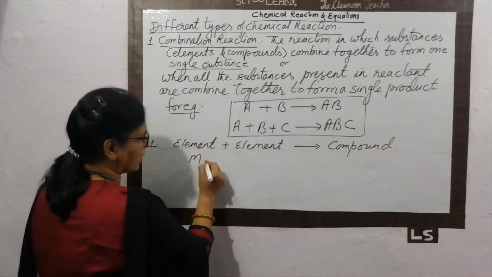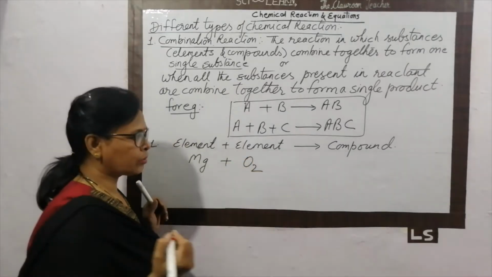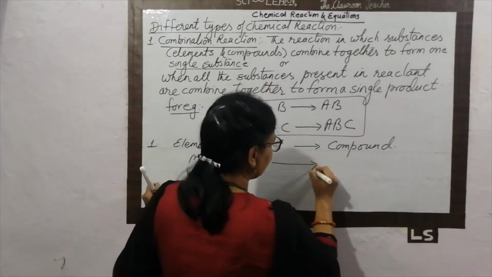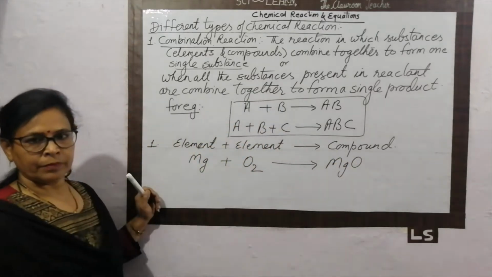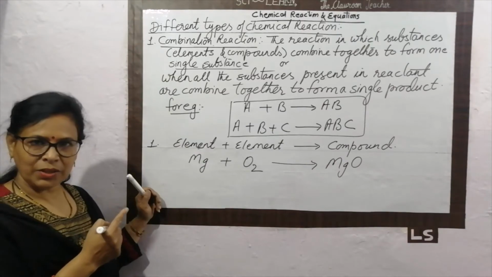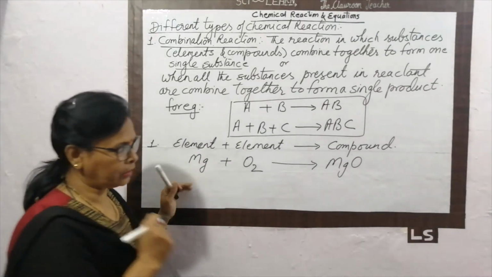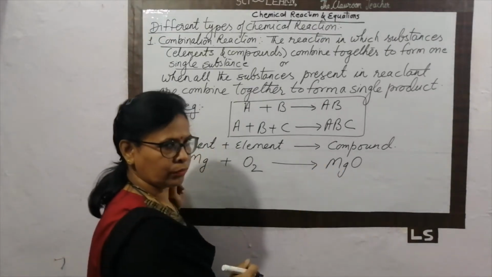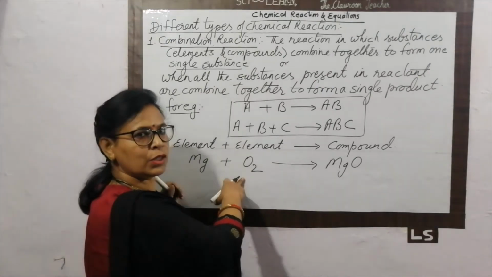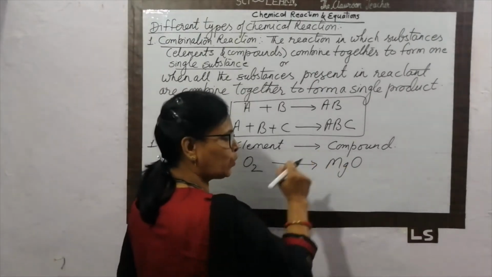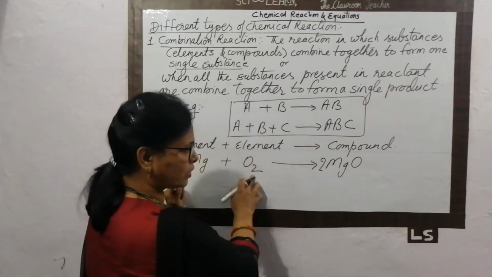For example, magnesium is an element combined with oxygen, also an element in the molecular state, to form magnesium oxide. It is a compound. Now you have to balance the equation. Check the balancing. Mg, magnesium is 1 here and 1 here, so it is balanced in both places. What about the oxygen? Oxygen is 2 here, and here the oxygen number is 1. So we have to convert this oxygen to 2.